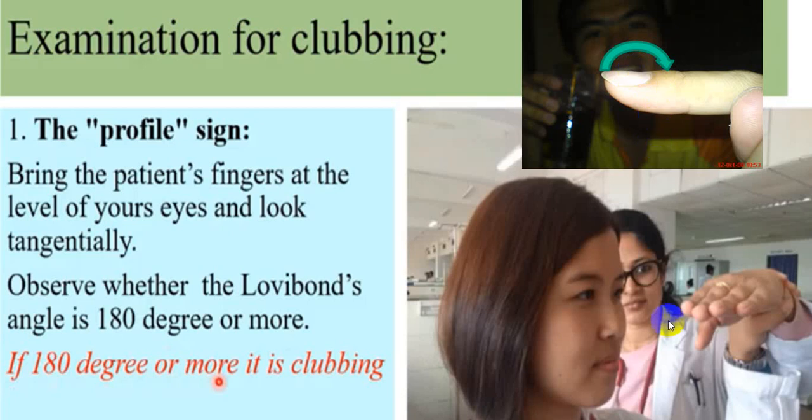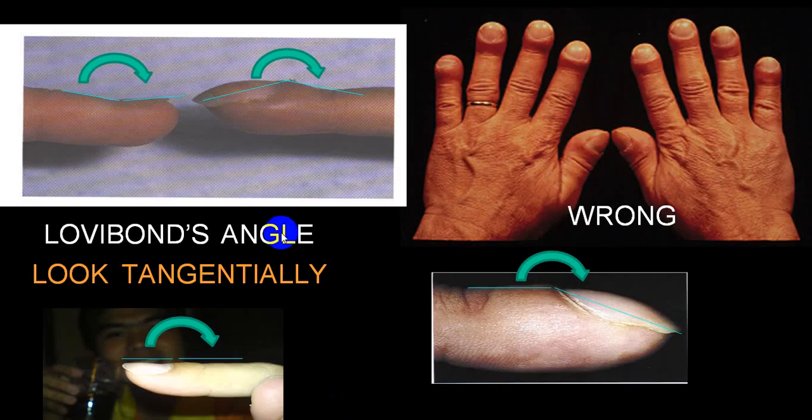Now we have a lot of photographs. You can see here this is a normal angle, less than 160. This is more than 180, so this is a Lovibond sign. Never look from the top. No doubt this is clearly clubbing, but this is not the technique to identify the Lovibond angle. So always look tangentially. When you look tangentially, if the angle is more than 180 degrees, if we draw a straight line here, it is more than 180 degrees. So this is a Lovibond sign. The Lovibond angle is more than 180 degrees.